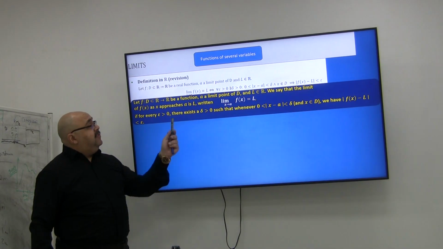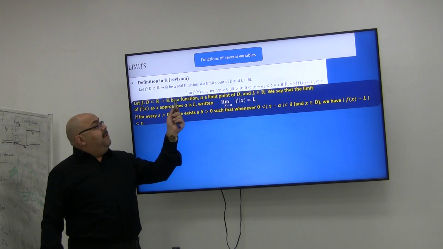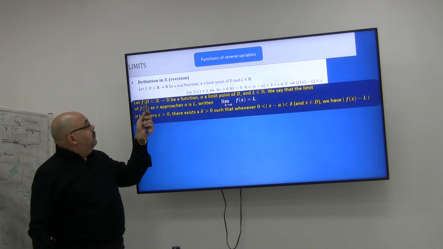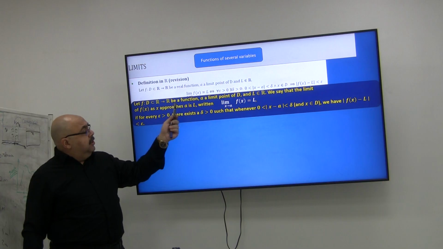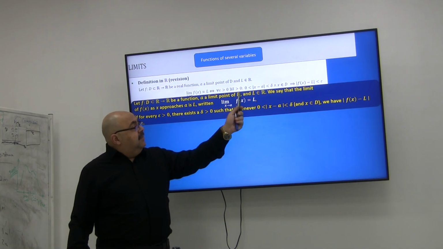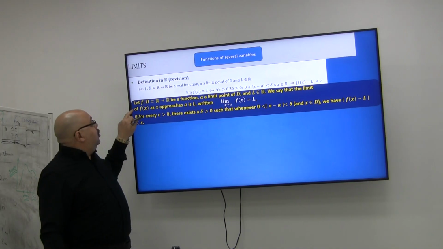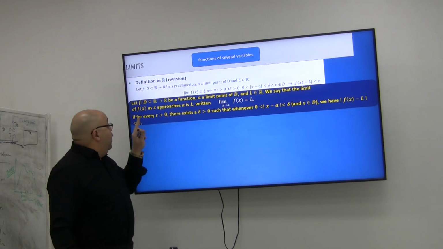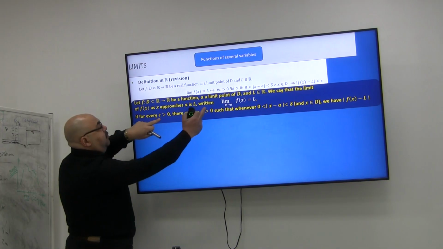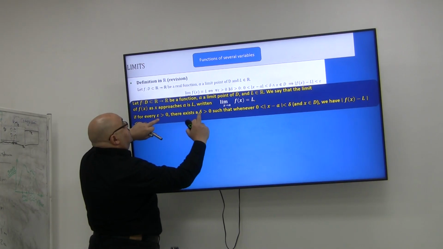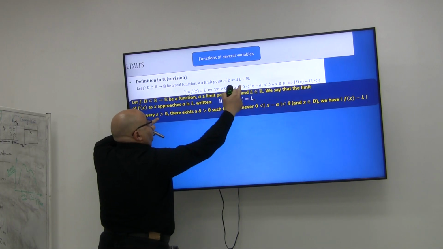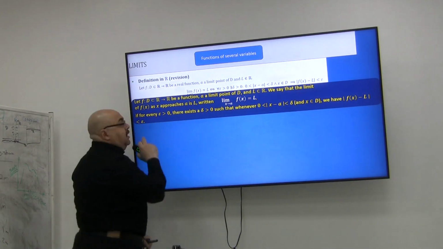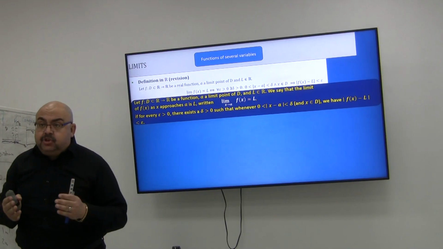In this PDF, I've also translated the mathematical expression into English to make it easier for you. Let f be a function from a domain D in R to R, and let L belong to R. We say that the limit of f of x as x approaches a is L, written as the limit as x tends to a of f of x equals L, if for every epsilon greater than 0, there exists delta greater than 0, such that whenever |x minus a| is less than delta, we will have |f(x) minus L| less than epsilon. That's the terminology of the definition of the general limit.